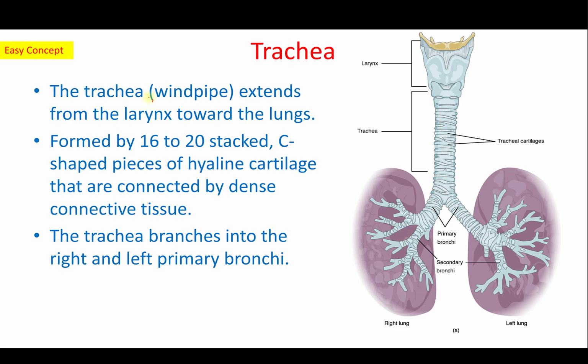Then let's talk about the trachea. The trachea, sometimes we call it the windpipe. It connects the larynx all the way to the lungs. The trachea is mainly made out of tracheal cartilages, those rings, to keep it open. We are talking about 16 to 20 of those hyaline cartilages, or tracheal rings. There are other smooth muscles as well, other connective tissue, but mainly it's the tracheal cartilages.